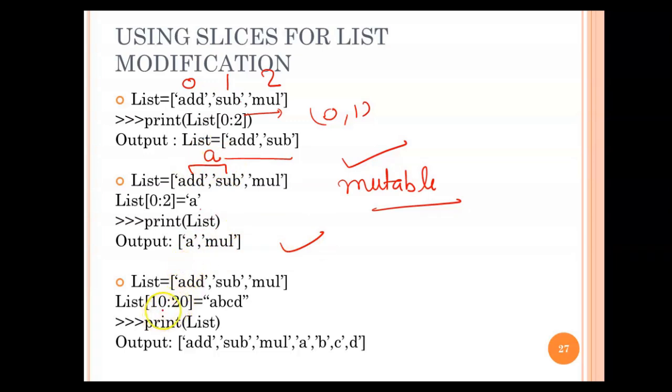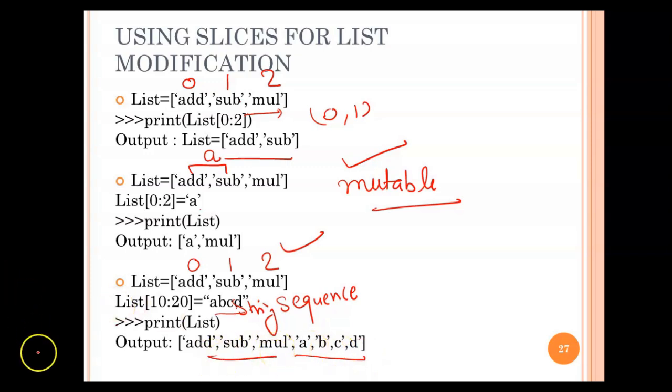Now the third one you check, 10 colon 20, but 10 and 20 positions are not there because it is just till 2. So if it is not there, then at last the new values will be added. But this is a sequence, and when a string sequence is converted into a list, it will be a character array. So now you can see we have add, sub, and mul, and these values are included as a character array. So well, this is all about the slices. I took some examples also just to make you comfortable with slices in list modification.